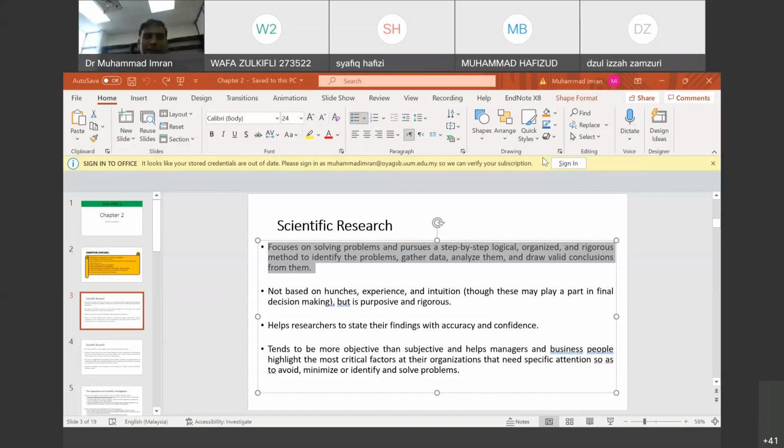Okay, the fourth point is that research tends to be more objective than subjective. See the difference between objective and subjective. Can anybody explain the difference between objective and subjective? I'm not asking about subjective and objective questions in your exam paper.